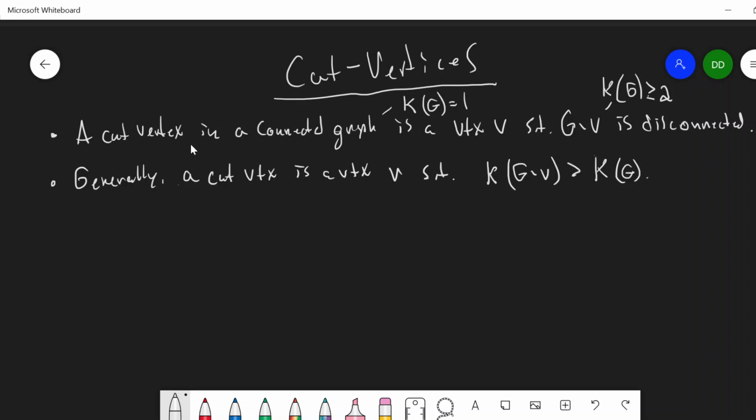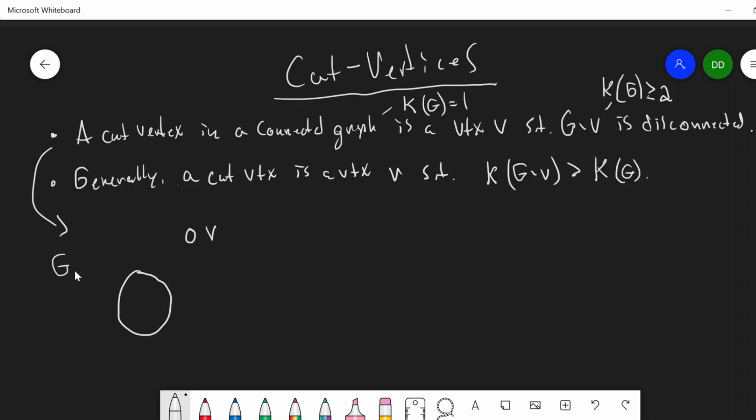So before we look at a couple of examples, I just want to mention sort of generally what the picture is for a graph with a cut vertex in it. So we have this vertex V that disconnects the graph. And most of the time we will look at cut vertices of connected graphs, but we want this general definition as well. Okay, so the idea is we have this vertex V, and when I remove it, I end up with two or more components that are left over.